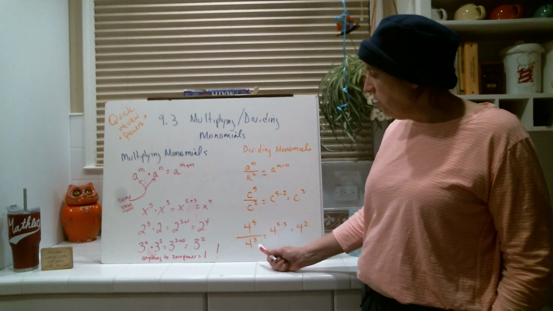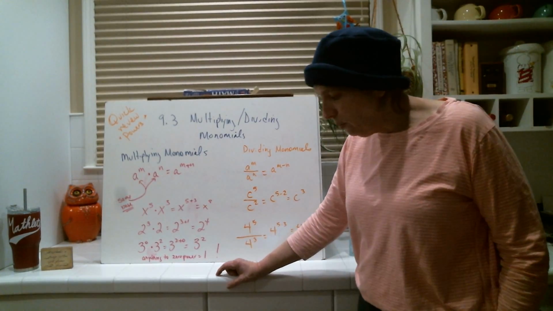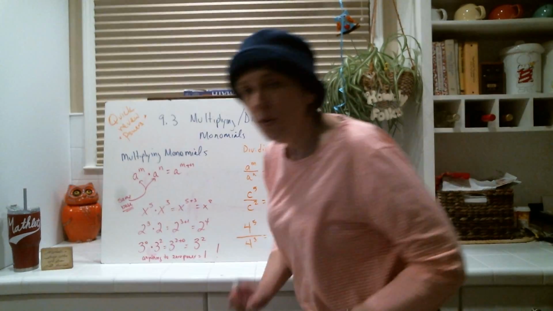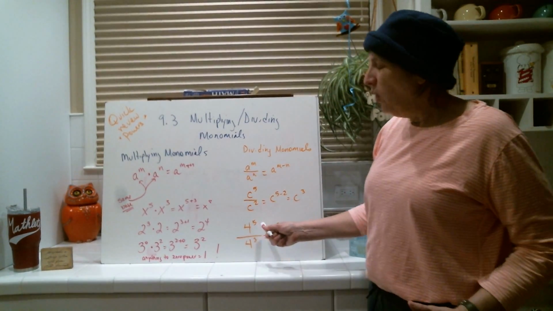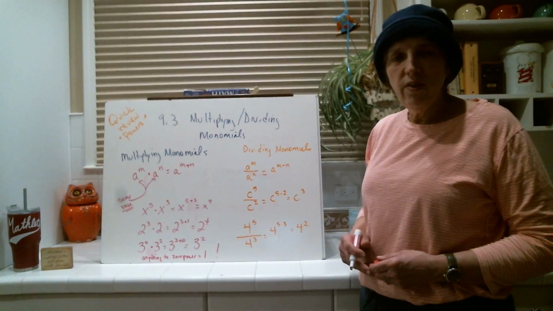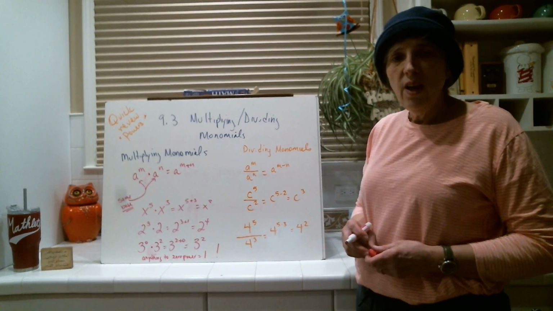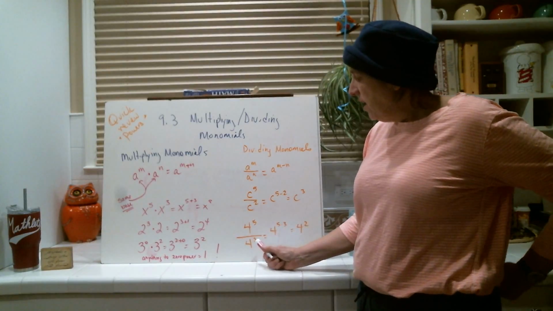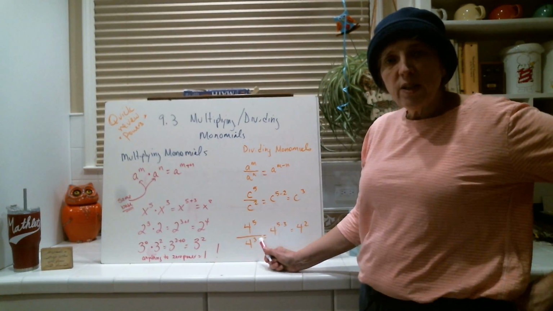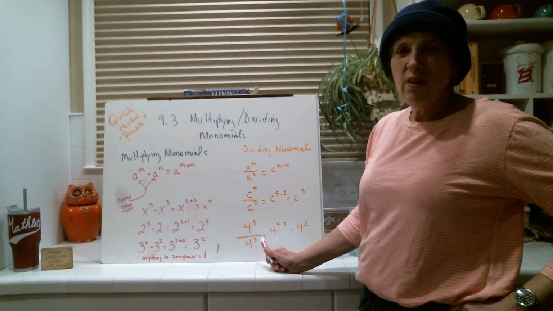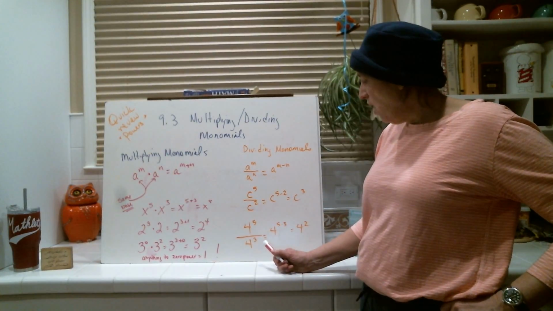Then you have 4 to the 5th divided by 4 cubed. When you see this, you do not want to multiply out 4 to the 5th and then 4 to the 3rd power and then divide. You want to take advantage of the rule of exponents so that you don't do a lot of extra work to simplify this problem.